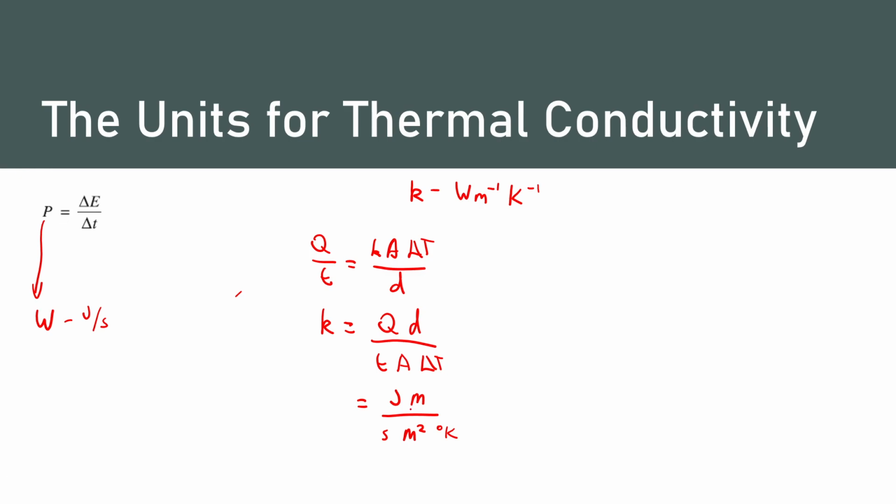Here we should notice that our meters can cancel out, at least in part, leaving us with joules per second, 1 over meters, 1 over Kelvin. Joules per second is watts. If we're multiplying by 1 over a meter, that's per meter. If we're multiplying by 1 over Kelvin, that's per Kelvin.